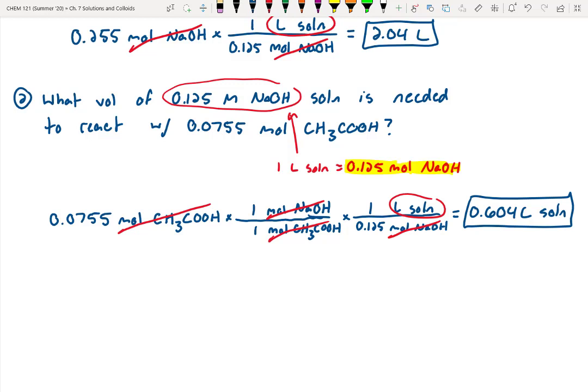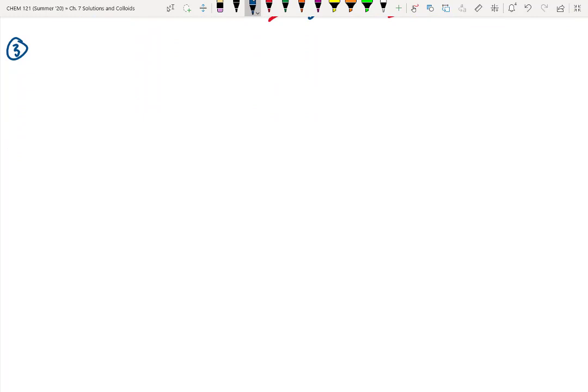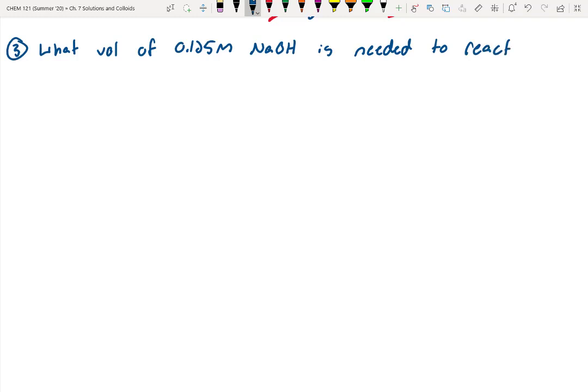In this last one, it's going to get a little bit more complicated. It says, what volume of 0.125 molar NaOH, our sodium hydroxide, is needed to react with 154 milliliters of 0.840 molar acetic acid?